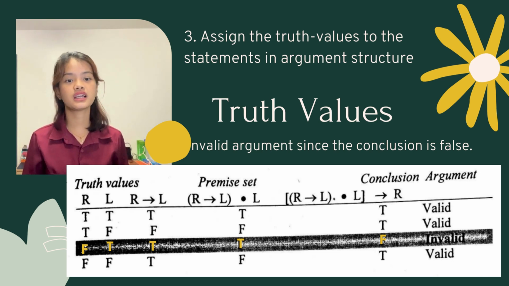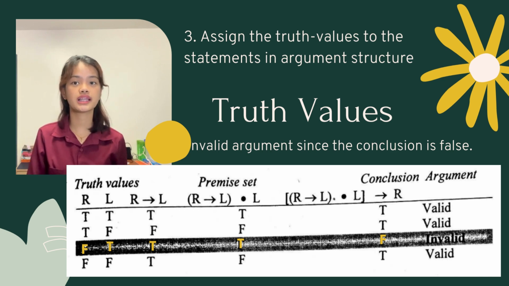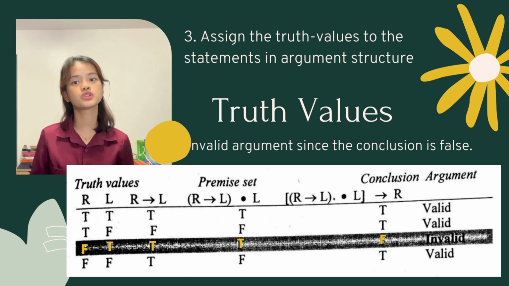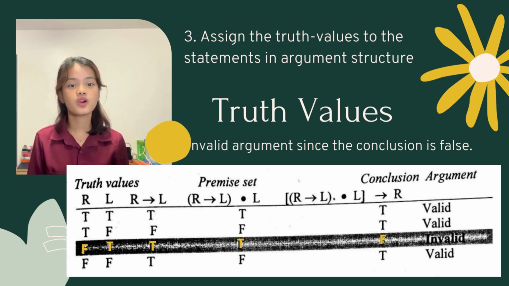Makikita natin na may isang invalid sa table since may premises tayo na true pero yung conclusion natin ay false. Remember, sabi nga din sa norm, an argument is only valid kapag yung conclusion ay true at yung premise set ay either true or false. So kahit yung premise set, ulitin ko lang, ay true or false, basta dapat yung conclusion ay true, valid yung argument. So, invalid yung argument na to kasi yung conclusion nga natin na makikita sa table ay false.